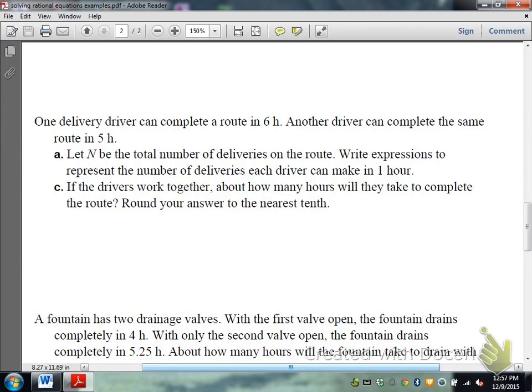One delivery driver can complete a route in 6 hours. Another driver can complete the same route in 5 hours. Let n be the total number of deliveries on the route. Write expressions to represent the number of deliveries each driver can make in 1 hour.